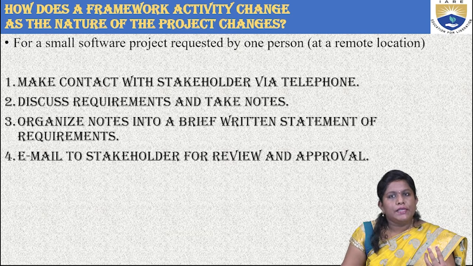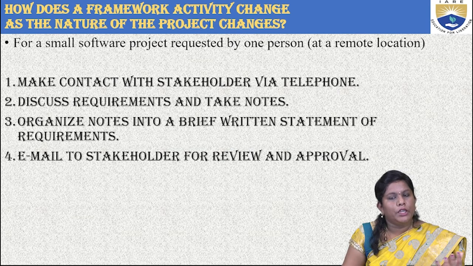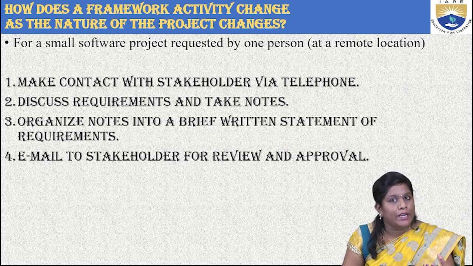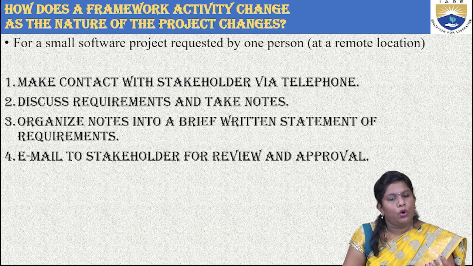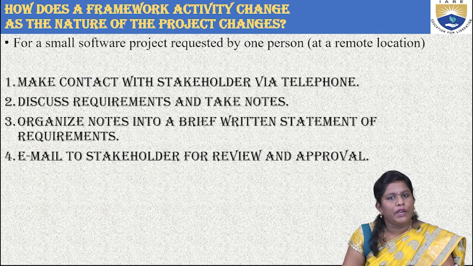So if there is a problem in the small project, you can directly contact that stakeholder through a phone, discuss some requirements, and take notes. Try to merge all the requirements stated by that stakeholder in a proper statement, organize them properly, and then mail the same to the stakeholder for his review and approval. Once everything goes fine, you can start off with your process.